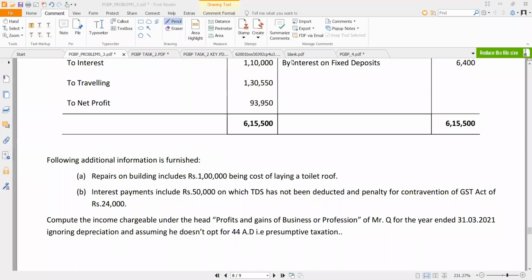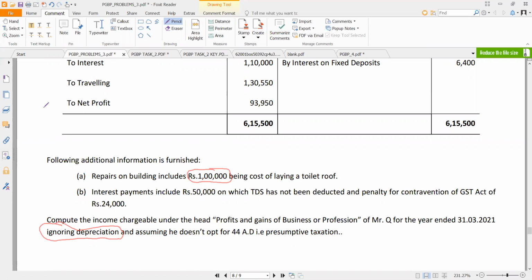Okay. People have provided depreciation on the building, this 1 lakh, toilet roof. Did you provide for depreciation on this 1 lakh? Yes. Building, no, it is capital expenditure. It should be first disallowed, then depreciation provided, right? All wrong. What is the question saying? Ignoring depreciation. You don't read that. You have to read the question. You cannot jump to answer the question and then say that you got the wrong answer. You will get 0 marks for that unnecessarily.